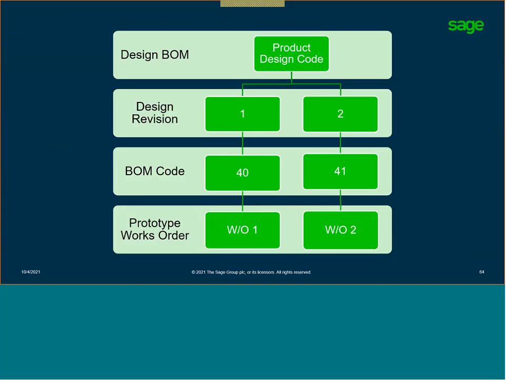So just to be aware of what I'm going to show you here, we can have one product design code, which we could in the previous versions, which may have a couple of revisions again, which again we could in previous versions. The part that is new is we've got the ability to attach specific BOM codes, which could be different design BOMs, to each of those revisions, and then create separate prototype works orders for each of those revisions. So it gives us a lot more flexibility in trying things out in a new product introduction environment. So for design items.